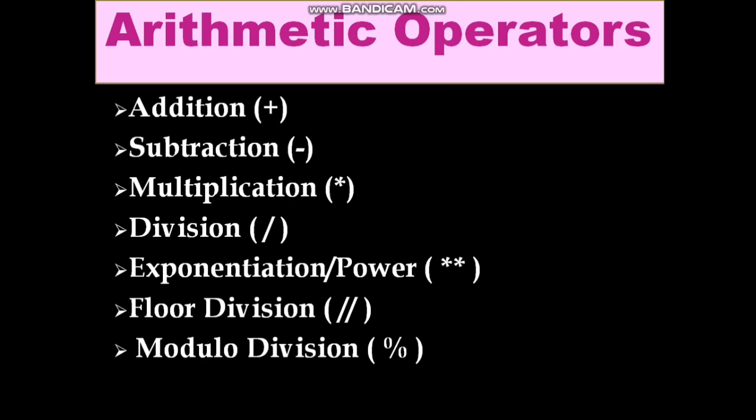As we all know, we have addition, that is done using the plus sign, and for subtraction we use the minus sign, and for multiplication we use this star or asterisk symbol. Then for division a forward slash is used, and the next one is a special symbol, the double asterisk sign. It is for calculating the power value or exponentiation. And then for floor division we use double forward slash, and the last one is modulo division, and that is denoted by the percentage symbol. Right? Now let's see how we use these operators.